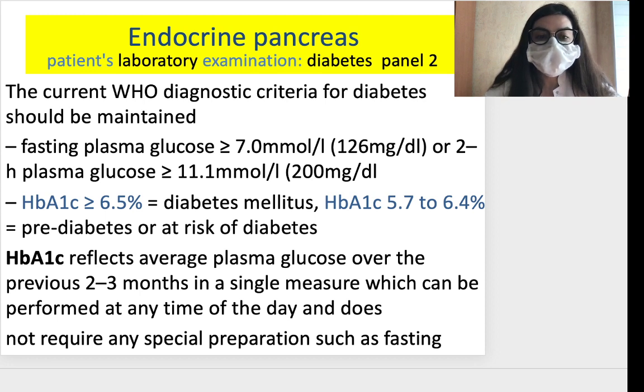Glycated hemoglobin reflects average plasma glucose over the previous 2-3 months in a single measure, which can be performed at any time of the day and does not require any specific preparation, such as fasting before this test. Yes, why 2-3 months?